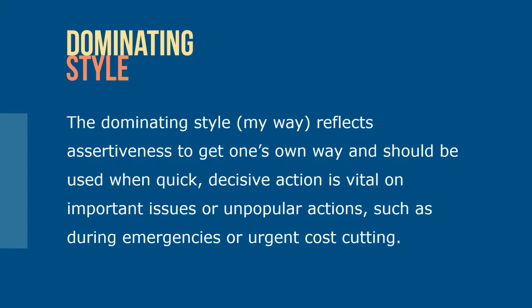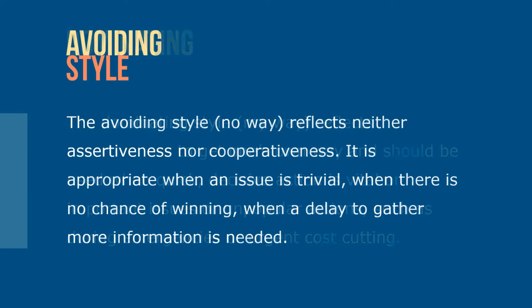The dominating style, my way, reflects assertiveness to get one's own way and should be used when quick, decisive action is vital, or for important issues or unpopular actions, such as during emergencies or urgent cost-cutting. The avoiding style, no way, reflects neither assertiveness nor cooperativeness. It is appropriate when issues are trivial, when there's no chance of winning, when a delay to gather more information is needed, or when a disruption would be costly.